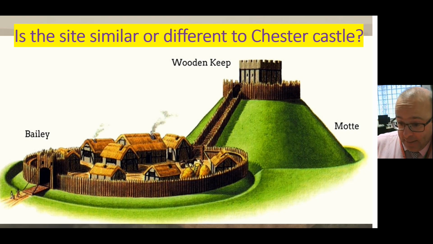Now on the screen is an example of a Motte and Bailey castle I mentioned earlier. They were the types of castles that the Normans built after 1066. And they're the ones you might remember from year 7, where you have a motte, like a hill, a mound of earth, a wooden keep on top where people would eat, sleep, and soldiers would guard. And then you have a bailey at the bottom with huts for servants and supplies.